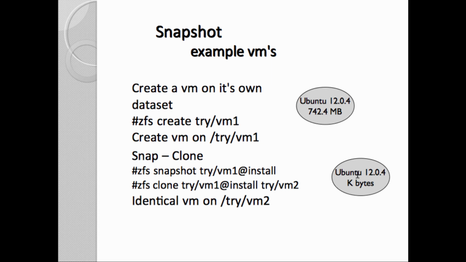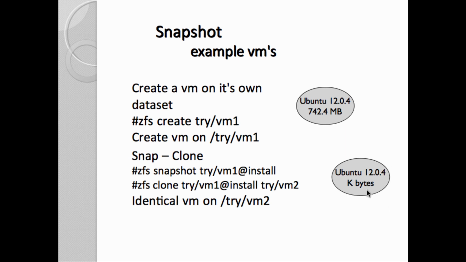Almost nothing, right? One of my friends back at Sun had a blog on how to create 100 VMs in less than a second. So I could potentially snapshot and clone it, just keep cloning it. VM2, VM3, VM4, VM5, VM6, use that snapshot to create a bunch of them and use almost no disk space.